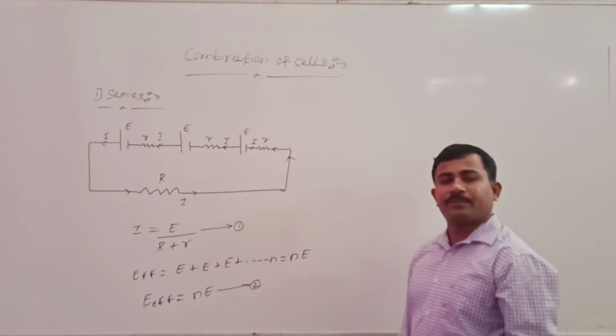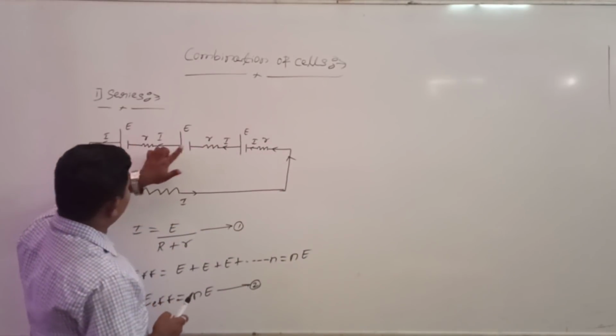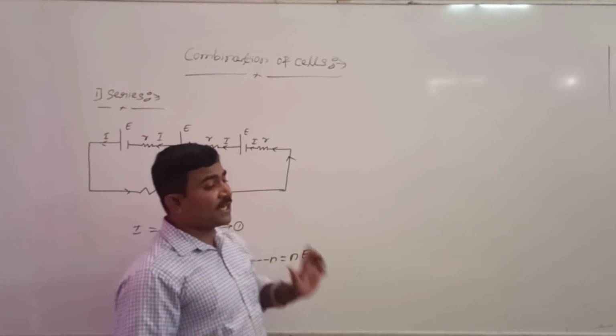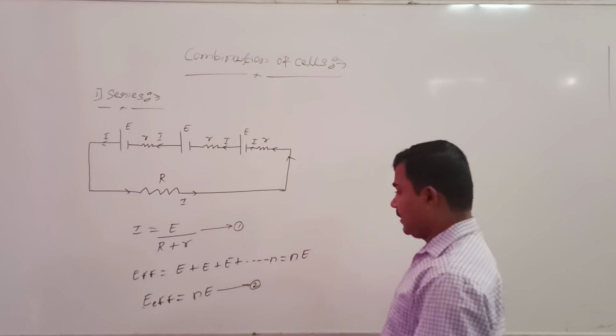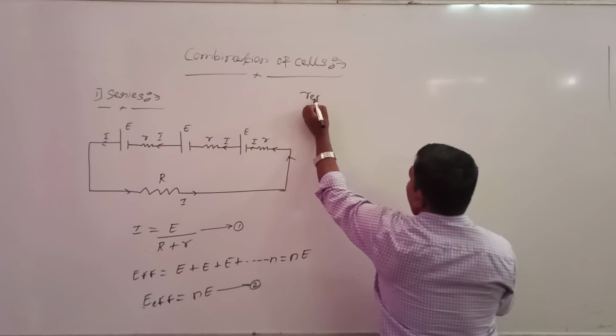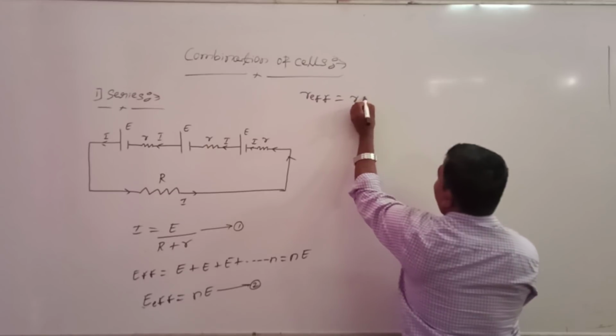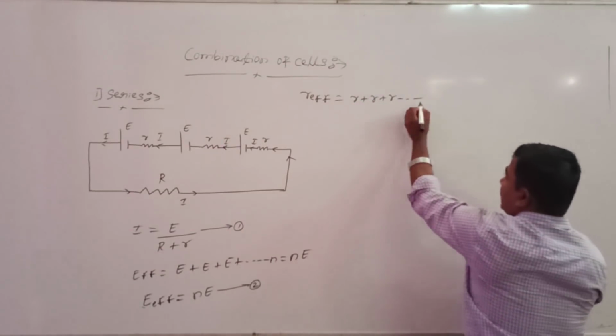Equation number 2. Here, the number of cells having equal internal resistance are connected in series. In series combination, resistance can be added. What is the effective internal resistance? It is r plus r plus r, up to the number of cells, n cells.